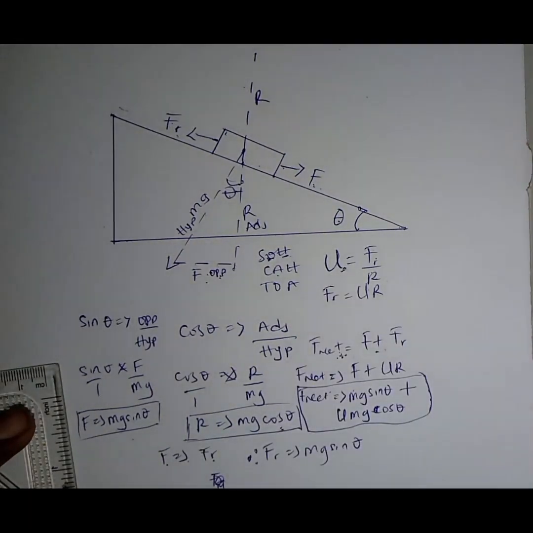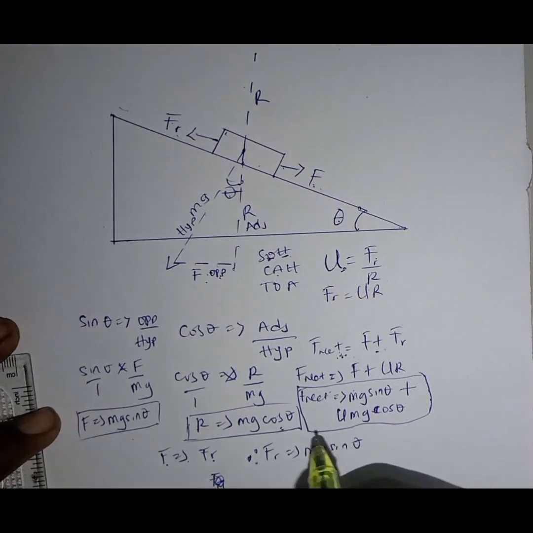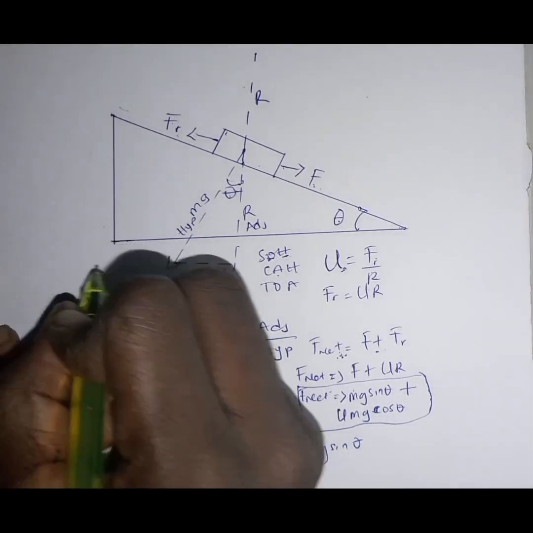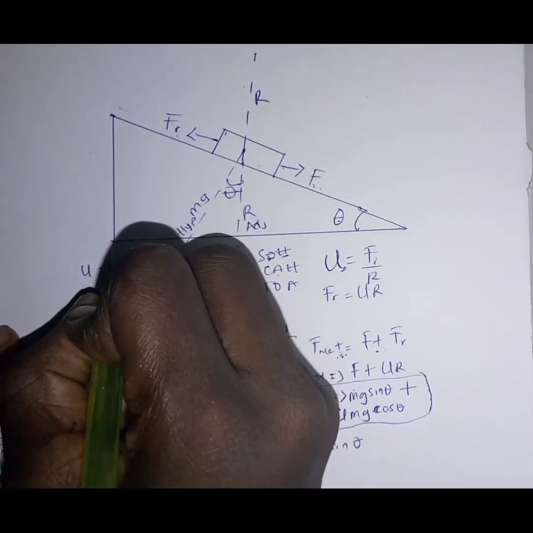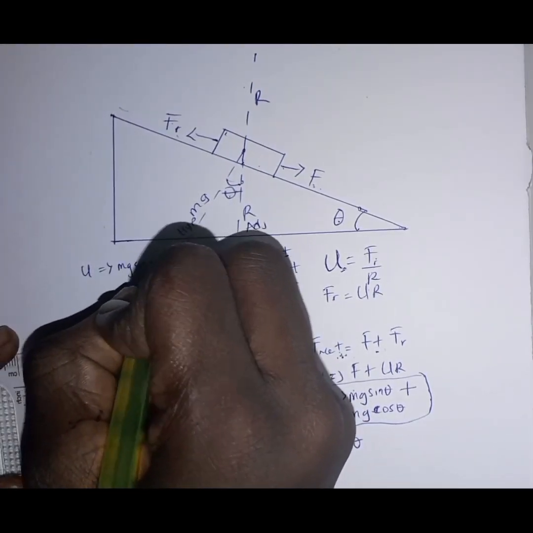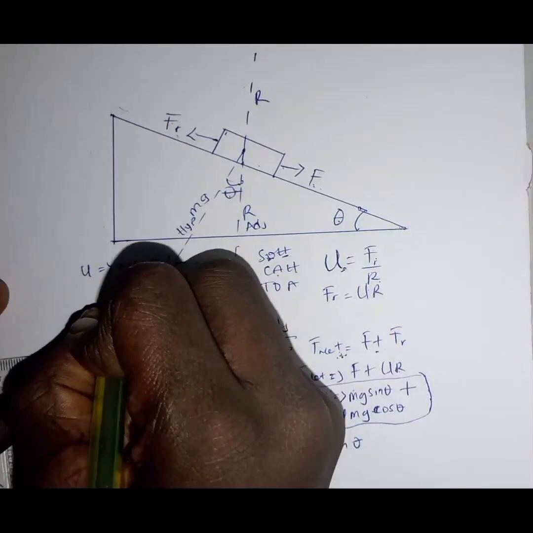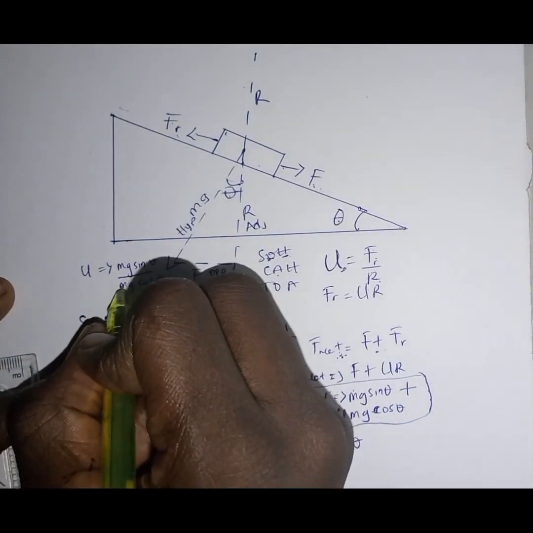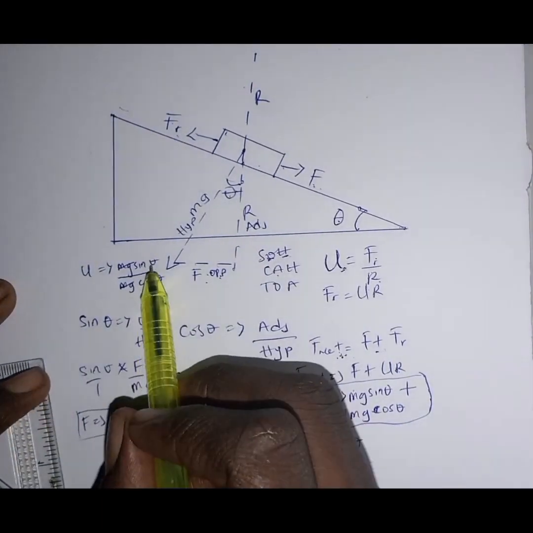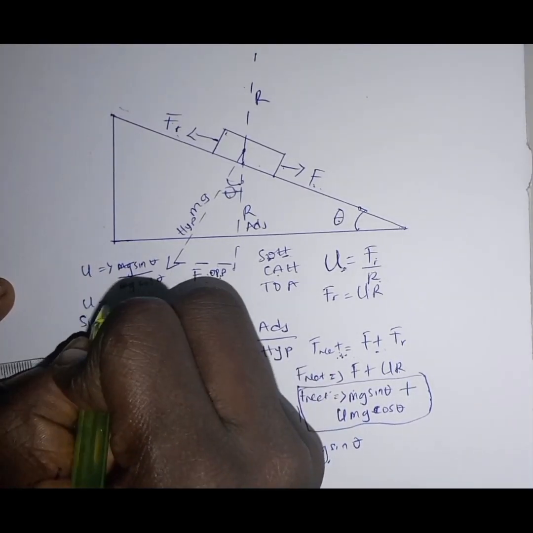And then U can also be F over R. Therefore U can also be mg sin theta over R, which is mg cos theta. Are we together? We can cancel mg. Now sin theta over cos theta in mathematics is tan theta. So U equals tan theta.